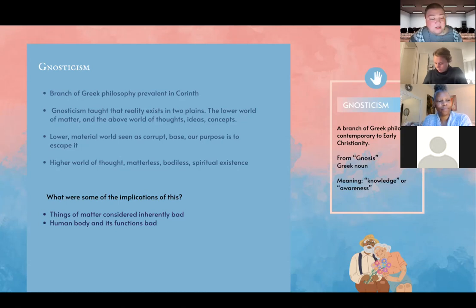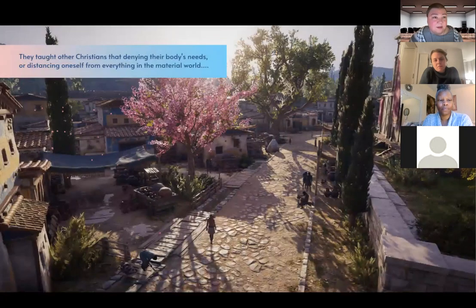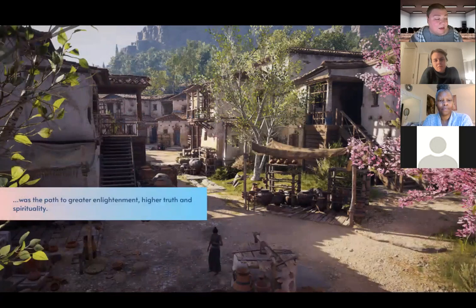What were some of the implications of this? Well, it meant that things of matter had to be inherently bad and ought not to be considered or valued, and this included the human body and the functions of the human body. What had happened in Corinth was that some of the new believers had combined the teaching of Gnosticism with their Christian faith. They believed in Jesus, but practiced Gnosticism as well. They taught other Christians that denying their body's needs or distancing oneself from everything in the material world was the path to greater enlightenment and a higher truth and spirituality.